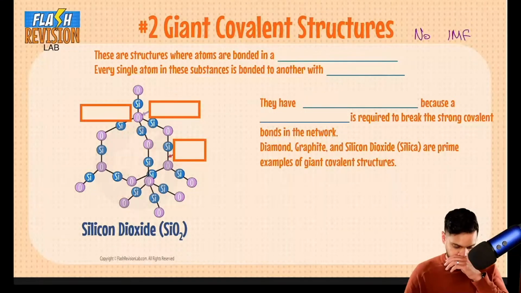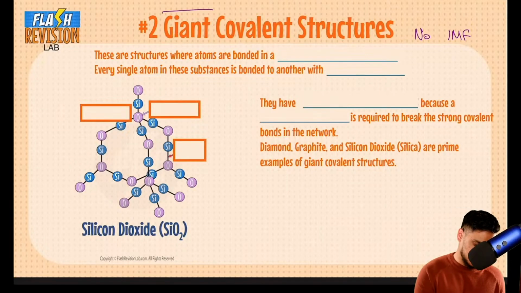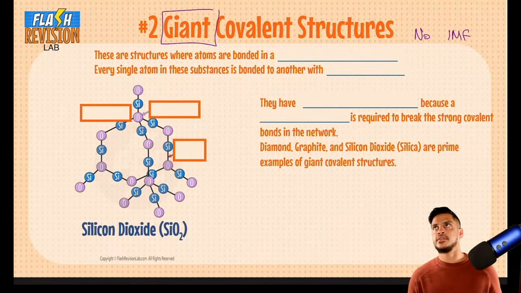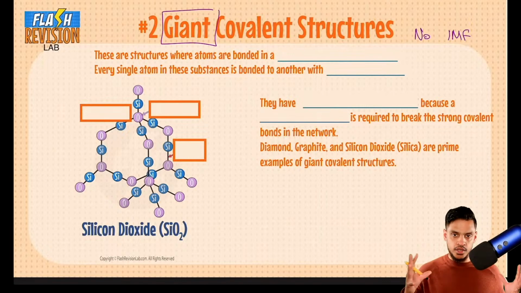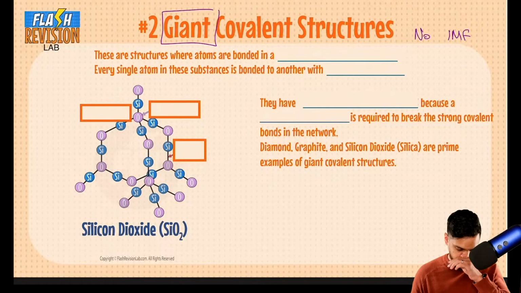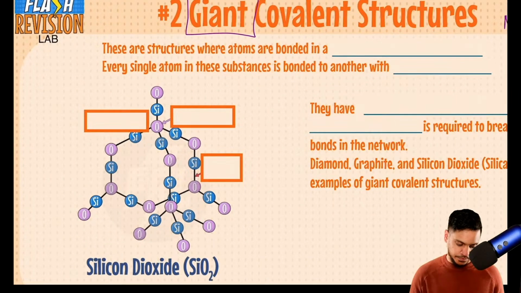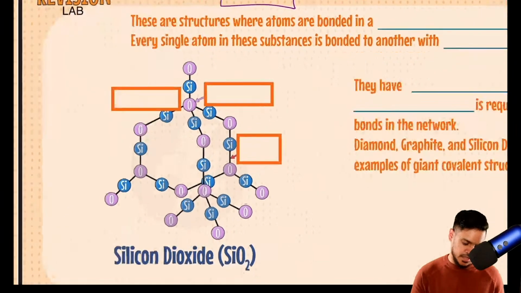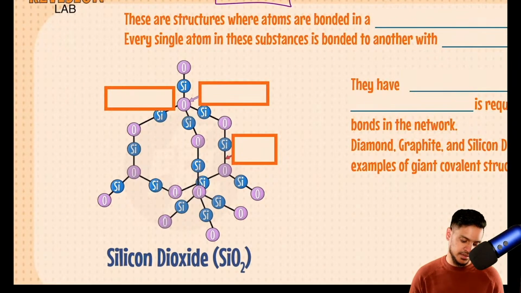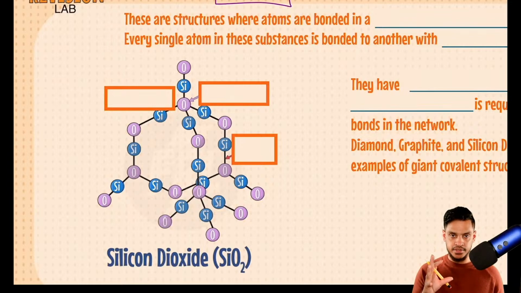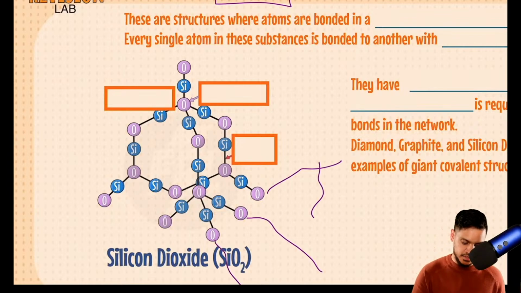What are giant covalent structures? The reason we use the word giant is because there is a really large network of covalent bonds. You see here, this is an example. This is silicon dioxide. This is just a part of silicon dioxide. This structure keeps on going, so it makes a huge web.